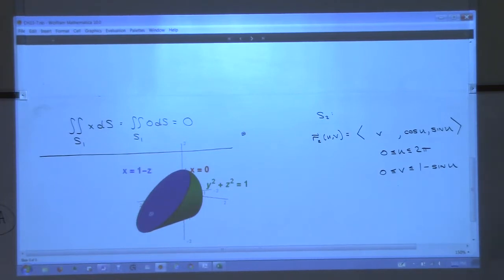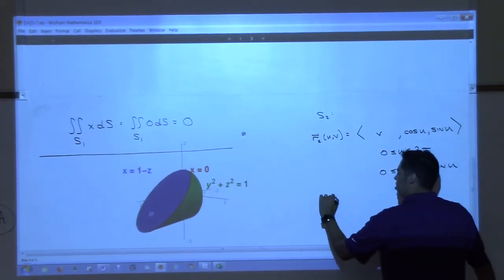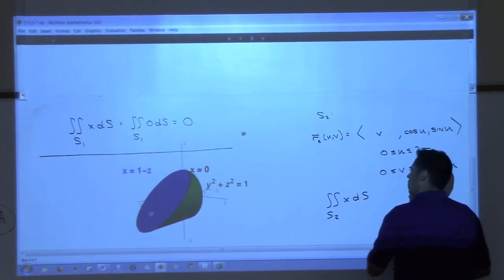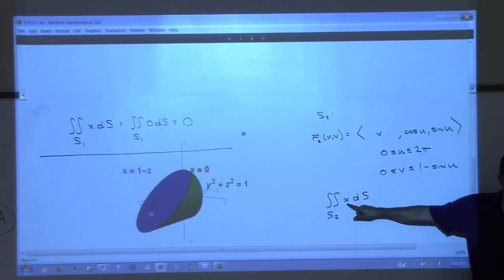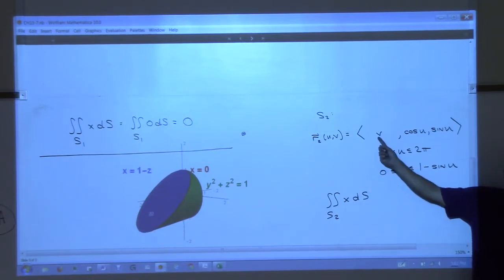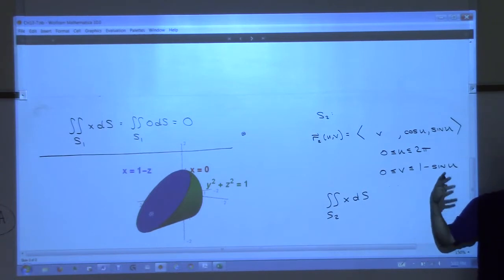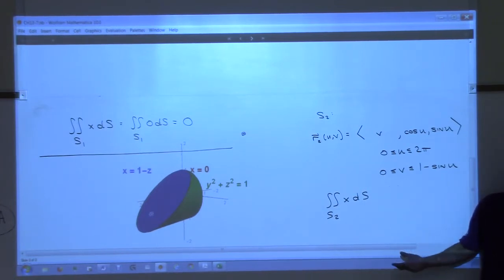And now we need to go and try and set up this one. Unfortunately for us, X is no longer 0 here. X is actually going to be replaced with v. And then the dS part, we need to take the partials, cross, magnitude. We've got to do all that now.